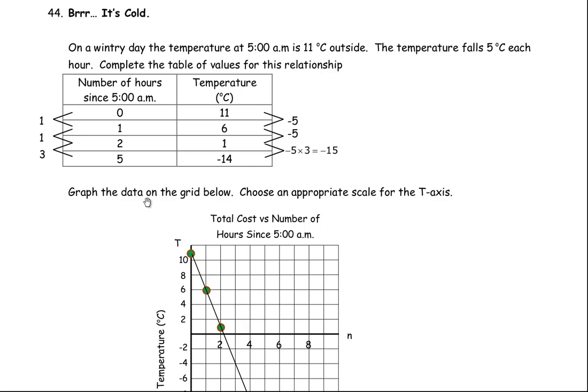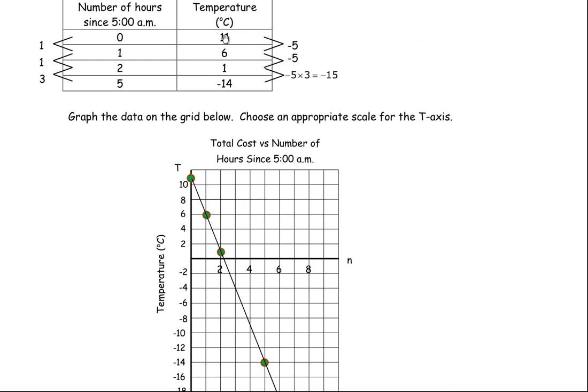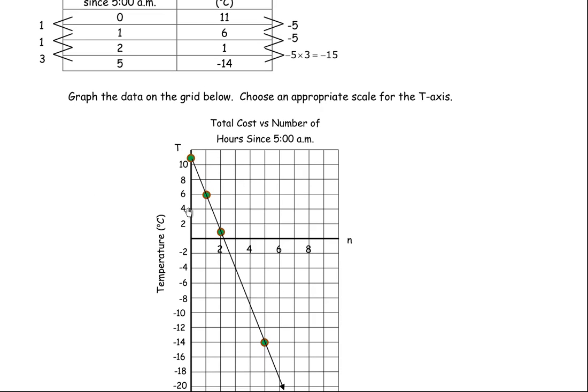So it says also to graph the data on the grid below and choose an appropriate scale for the t-axis. So temperature starts at 11 here. So on the online or the downloadable PDF, there are none of these numbers here. So you probably could go by 5s if you want to, 5, 10, 15, 20. You only need to get to 11. So I actually used a scale of 2. Every block is 2 degrees for the temperature in degrees Celsius.